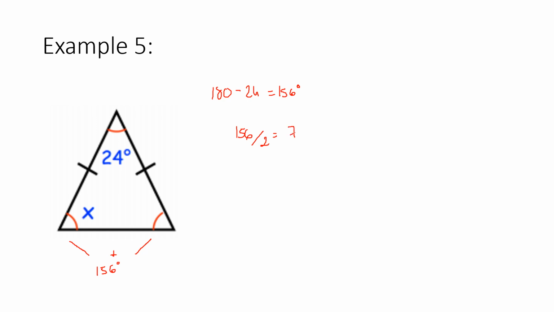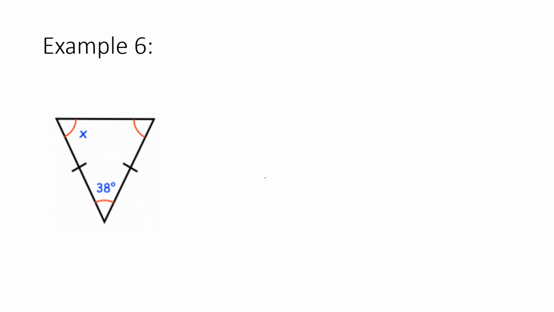which will give me a value of 78 degrees, and that means that both these angles are equal to 78 degrees. Even though I only need to find out one, which is this one down here, both of them are going to be equal, so x is equal to 78 degrees. Let's have a look at another one.